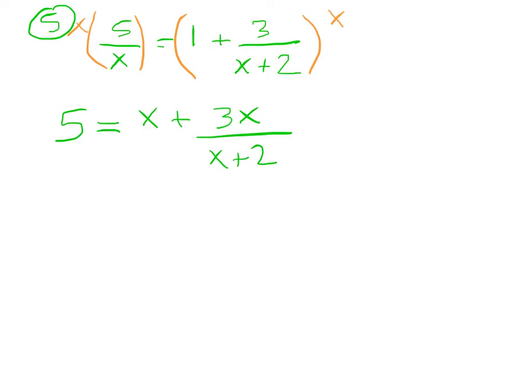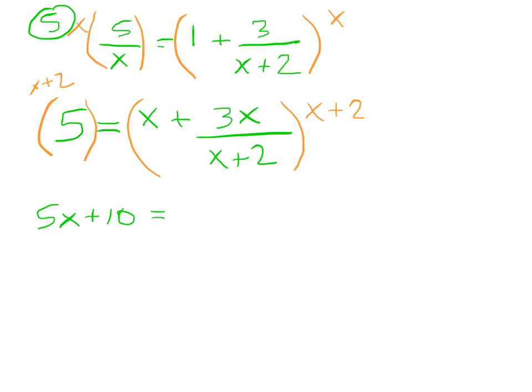Now I want to get rid of that x plus 2. So one way to get rid of an x plus 2 in the denominator is to multiply by it. So I'm going to multiply both sides of the equation by x plus 2. And on the left, I'm going to get 5x plus 10 because I have to distribute that 5 to the x plus 2. So I have 5x plus 10.